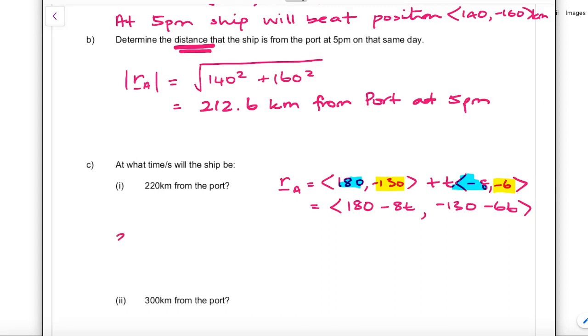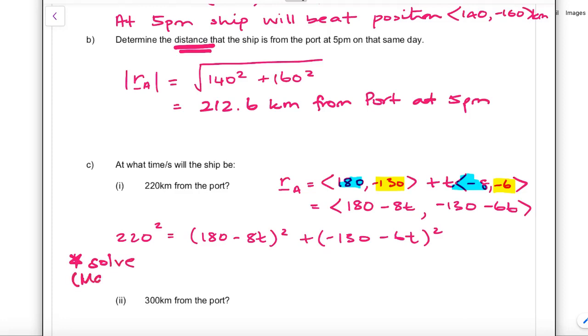So when it's 220 kilometers from the port, obviously 220 squared would be the same as the i component squared plus the j component squared. And then we can simply pop this into solve in Main on our ClassPad. And we get a solution that time is 0.72 or time is 12.48, knowing that obviously we're dealing with a quadratic here. So this is a good opportunity to pause the video and just check that you can recreate these solutions in your ClassPad.